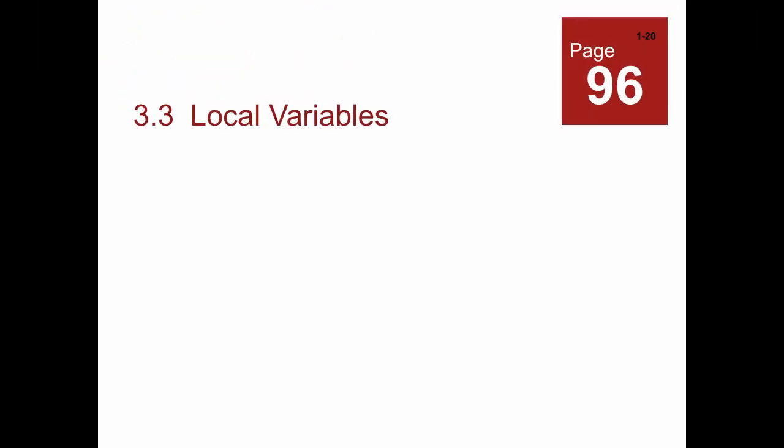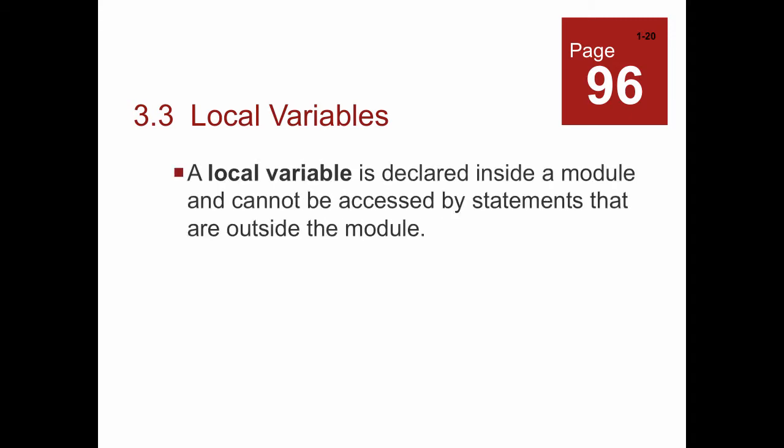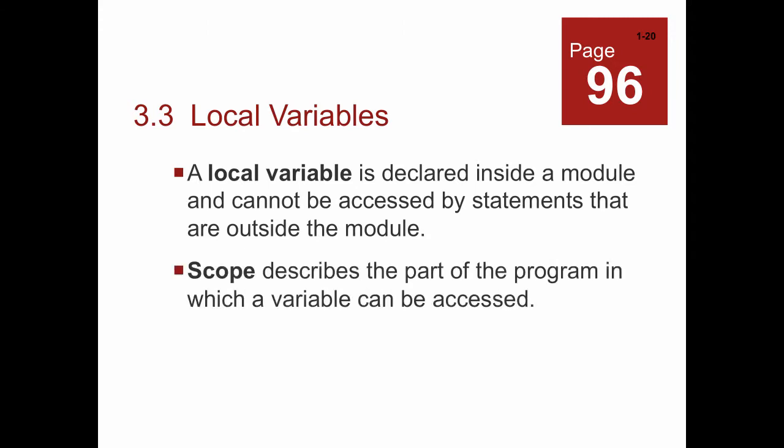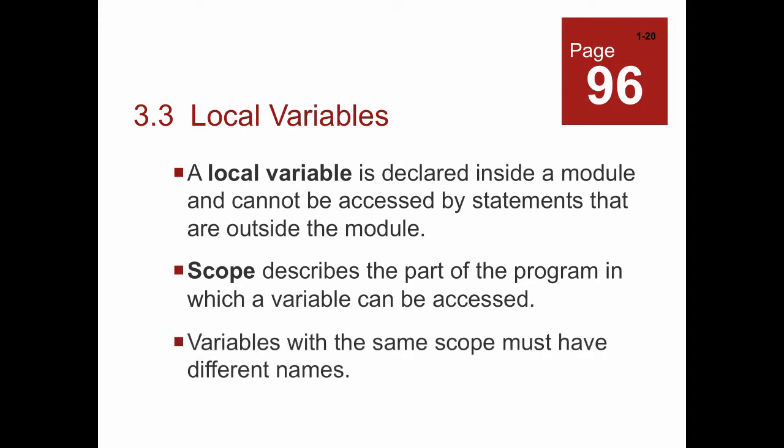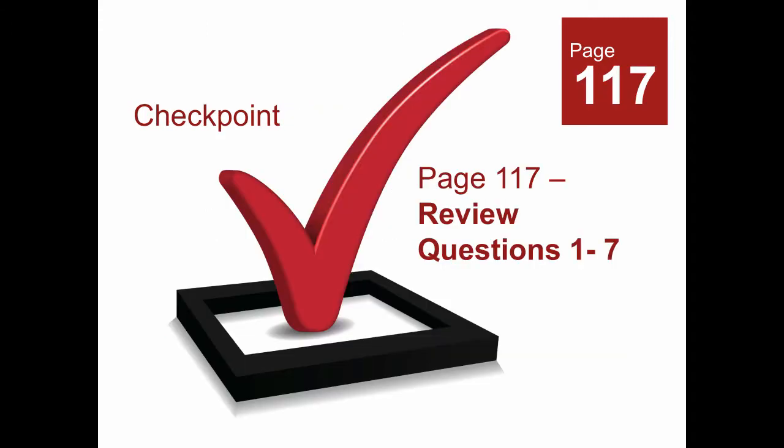Let's take a look at what are called local variables. This is one of those keywords that you want to make sure that you have in your vocabulary. A local variable is declared inside the module and can be only accessed by the statements inside that module. Now, the scope of a variable describes the part of the program in which the variable can be accessed, and variables in the same scope must have different names. Go back and do the review questions 1 through 7.